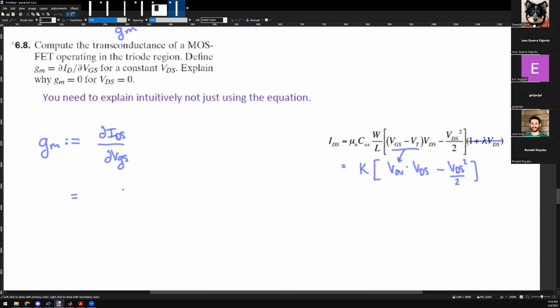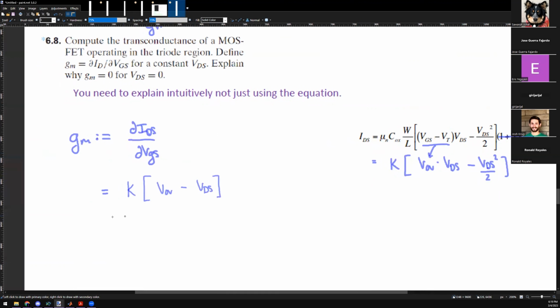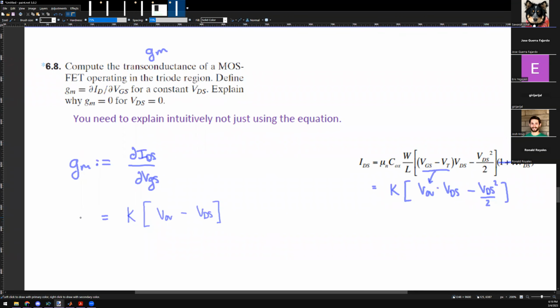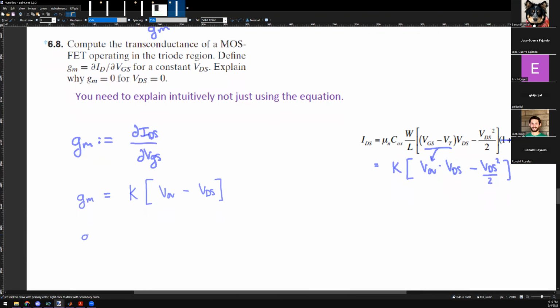Okay, so let's solve this. The derivative is just the constant K stays there. The derivative of the first term is just VOV. The derivative of the second term is going to be minus VDS, because the 2 comes down and cancels out. Yes? Yep, that's correct. And the answer is just this. Done. That's GM. Then we are told that VDS is 0, and we need to explain why GM is equal to 0. So they want to know GM is equal to what when VDS is equal to 0.